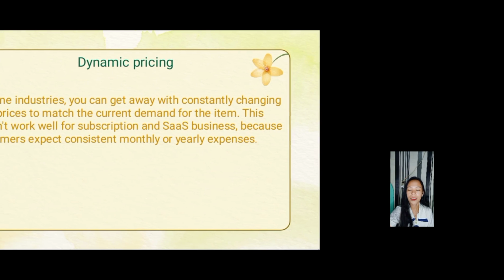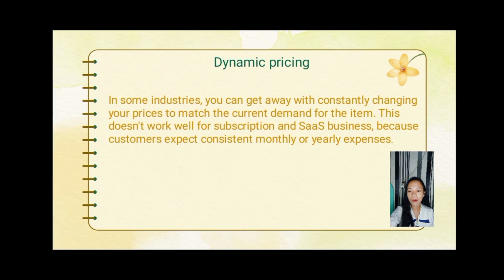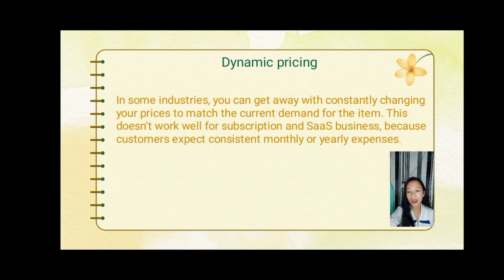Seventh, dynamic pricing. In some industries, you can get away with constantly changing your prices to match current demand for the item. This doesn't work well for subscription and SaaS businesses because customers expect consistent monthly or yearly expenses.